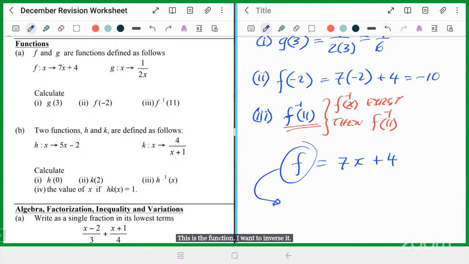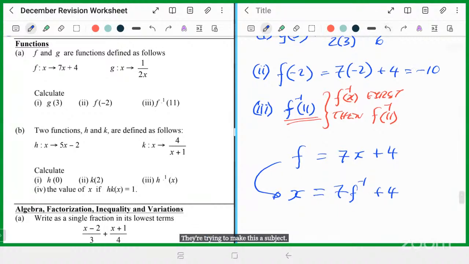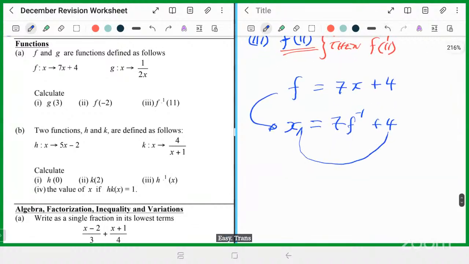So the f, which is range on the function, becomes domain on the inverse, which is represented with x equals 7 times x on the function becomes range. X on the function, which is domain, becomes range on the inverse. Range on the inverse is f to the minus 1. I put that plus 4. You're trying to make this a subject. Easy. Transpose this 4, make it negative 4 on that side, and then divide under the 7.